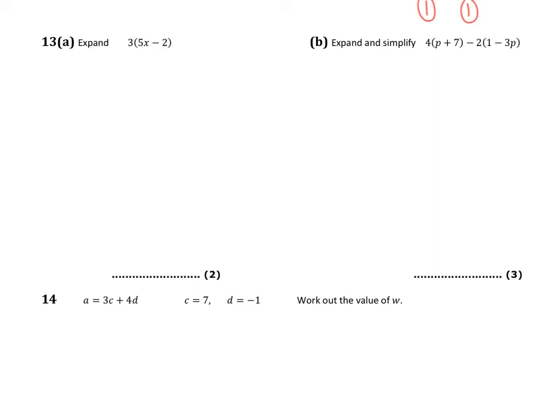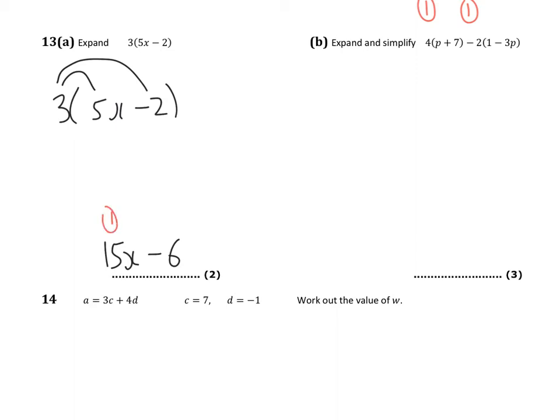Question 13a, expand 3 brackets 5x minus 2. The bracket means we multiply it by 3, so 3 times 5x is 15x, and 3 times negative 2 is negative 6. 1 mark for each term, making sure they've got the right sign as well.